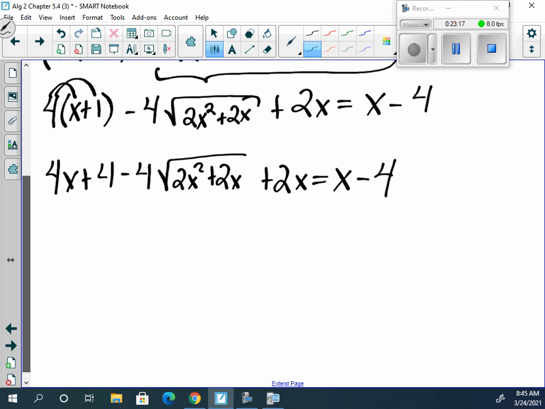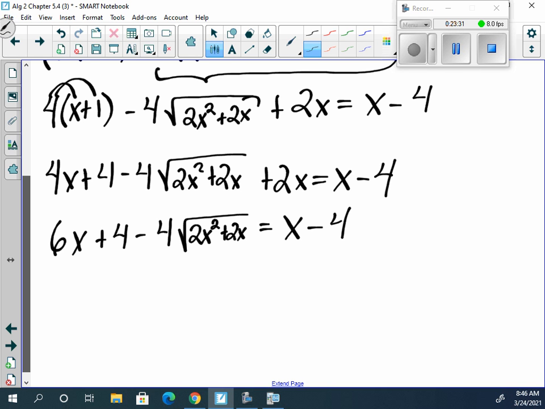x and 4x are like terms, yes? So we can add those together since they're both positive, and get 6x plus 4. All right. We have all of our like terms combined. We have it as simplified as we can get. Now we're going to start moving everything to the other side.